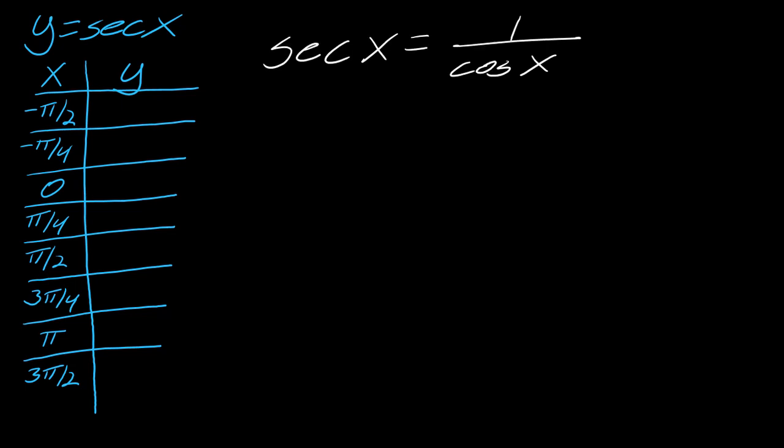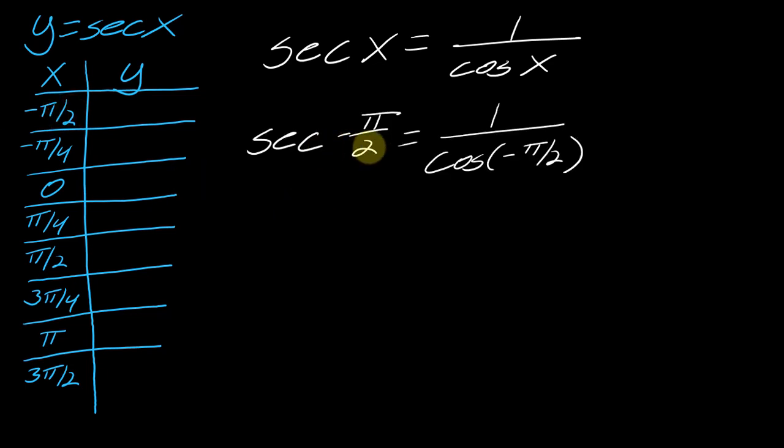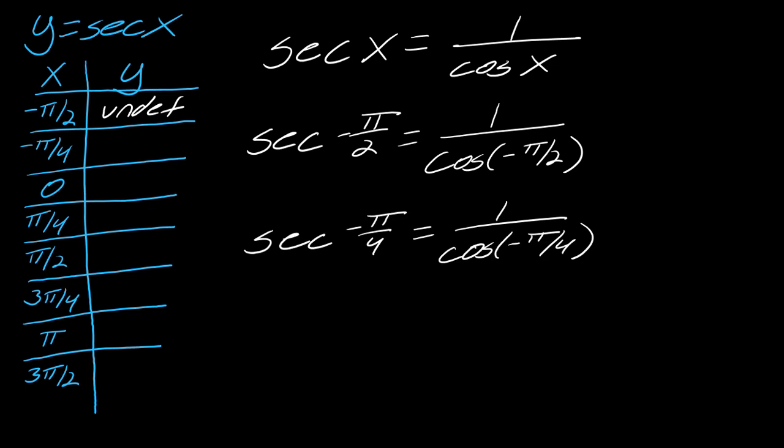For one thing, secant x is equal to 1 over cosine of x. So whenever I plug in these points, for instance, if I plug in secant of negative pi over 2, that's the same as 1 over cosine of negative pi over 2, and that's going to be undefined because cosine of negative pi over 2 is 0. Okay, so we should know some of these points by now. What about secant of negative pi over 4? Well, that's the same as 1 over cosine of negative pi over 4.